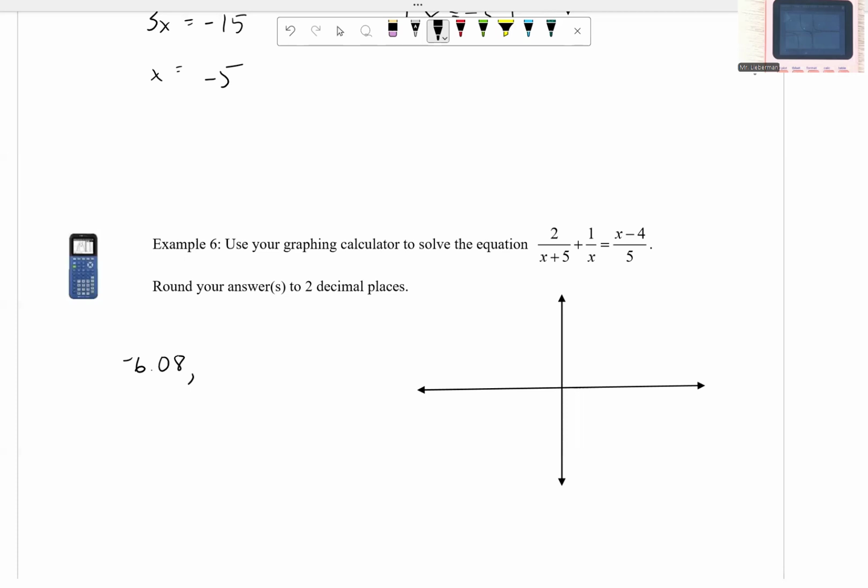No, I got negative 2.01. When it says intersect, oh, I found it. So you go second trace, right? Yeah. What did you get? That was just a guess at the bottom. Oh, do we have to? Yes, near the one that you're guessing.